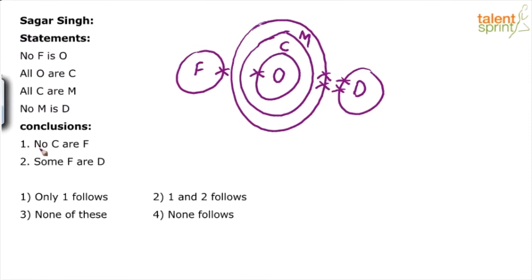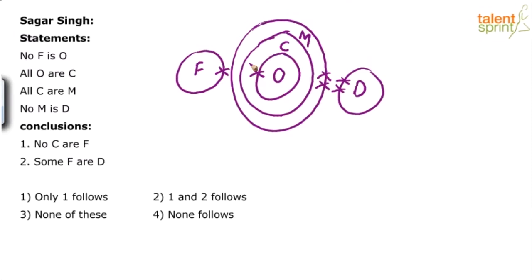The first one here: no C are F. Is it true? Well, if you look at the basic diagram, it is true. No C are F. C and F cannot touch each other, right? So when you take the basic diagram, yes, it is true. No C are F is true.